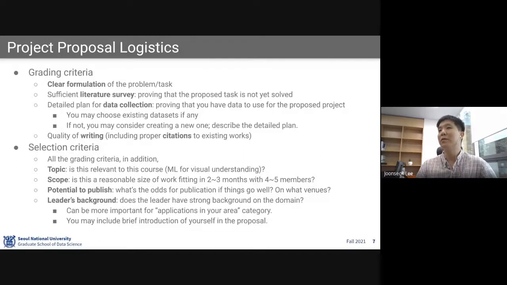Is this a good candidate for a CVPR publication or machine learning venues, or some specific domains like biology or other areas of study other than machine learning? I'm going to consider that as one of the main criteria to select the proposals. And yeah, the leader's background does matter, especially if you're proposing ideas from applications in your own areas.